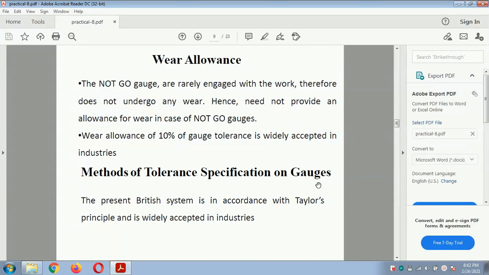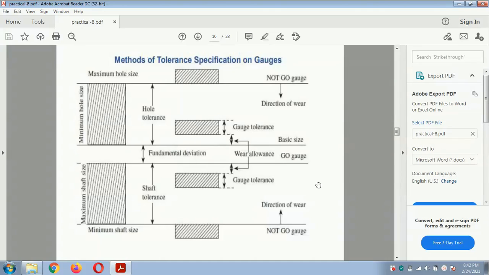There are methods of tolerance specification in the gauges. The present British system is in accordance with the Taylor principle and is widely accepted in industries. This is the method related to the specification of the go gauge and no go gauge, in which the minimum hole dimension and maximum hole dimension sizes are given. The minimum hole dimension size is related to the go gauges, and the maximum hole dimension size is related to the no go gauges.